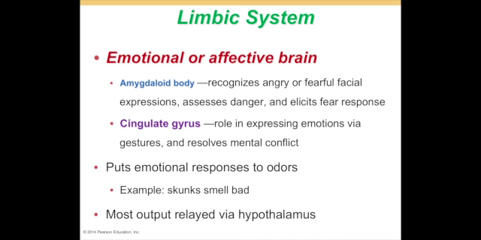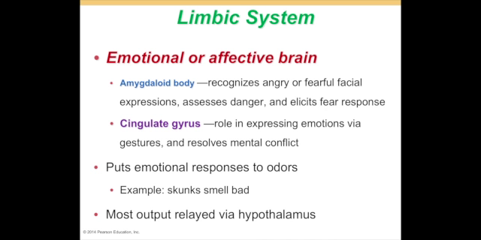The limbic system is what we call our emotional or affective brain. So it's where we feel our emotions, and we recognize the emotions that other people express to us, like with the use of the amygdaloid body. That allows us to recognize angry or fearful facial expressions that other people have. We can differentiate whether they're smiling at us with affection, or if they're angry, or if they're experiencing fear. It allows us then to assess our dangers in the area, or as we perceive them. And the amygdaloid then helps us to have the fear response elicited.